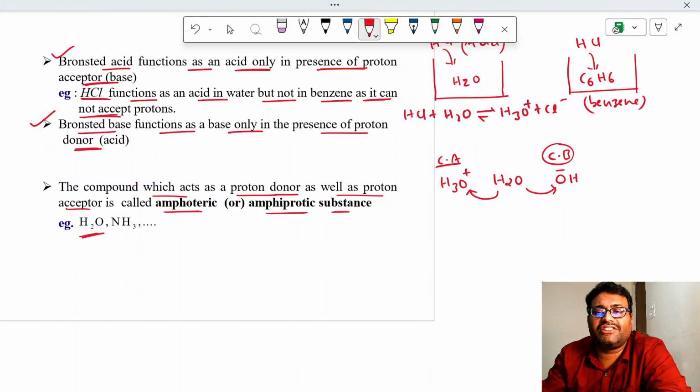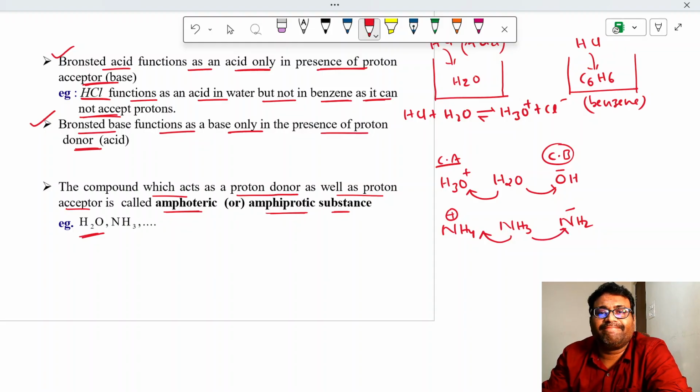In the same way, NH3. If it releases a proton, it can become NH2 minus. If it accepts a proton, it can become NH4 plus. So the conjugate acid of NH3 is NH4 plus. The conjugate base of NH3 is NH2 minus. The one which can behave both as acid as well as base is called an amphoteric or amphiprotic substance. Right?